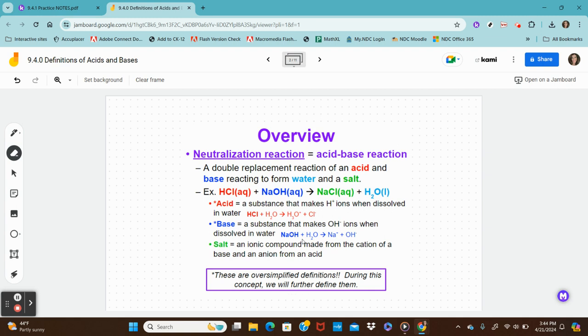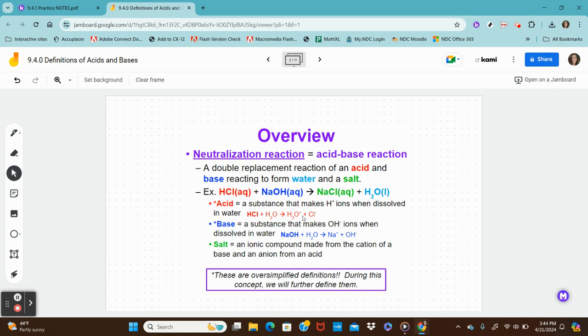Okay, so overview: a neutralization reaction is also known as an acid-base reaction. It's also a double replacement reaction, where an acid and a base react to form water and a salt. For example, hydrochloric acid and sodium hydroxide, two common acids and bases, combine, and H will get together with the OH to form water, and then sodium and chloride get together to form sodium chloride.